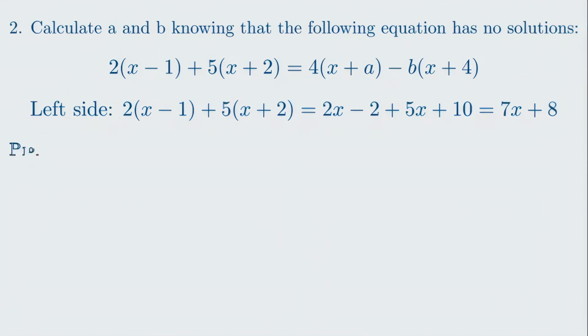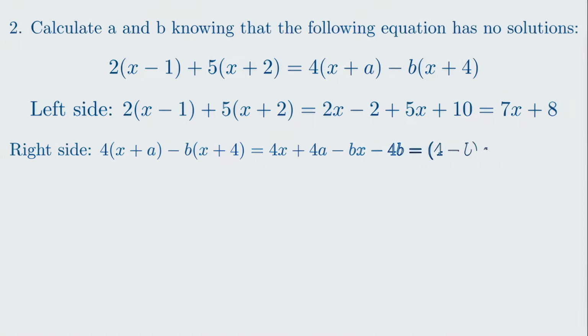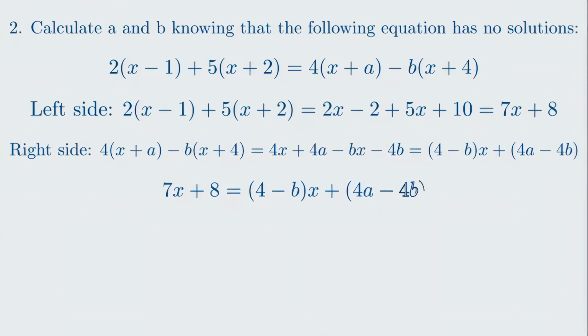On the right side, we distribute the 4 and the negative b. This gives us 4x plus 4a minus bx minus 4b. To make this easier to compare, let's factor out x. We get the quantity 4 minus b, all times x, plus the quantity 4a minus 4b. Now we can set the simplified left side equal to the simplified right side. So we have 7x plus 8 equals the quantity 4 minus b times x plus the quantity 4a minus 4b.